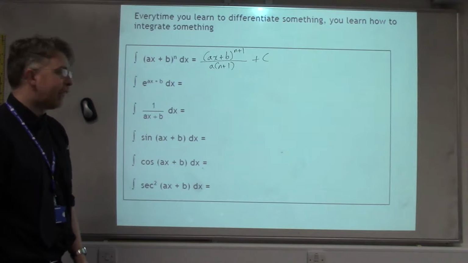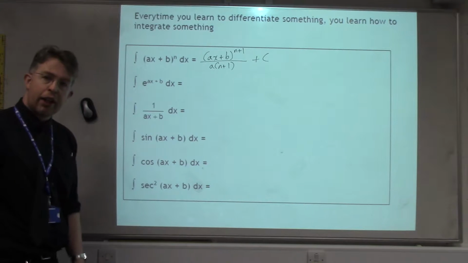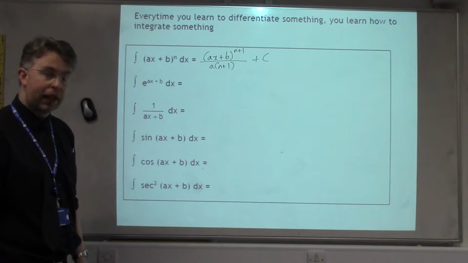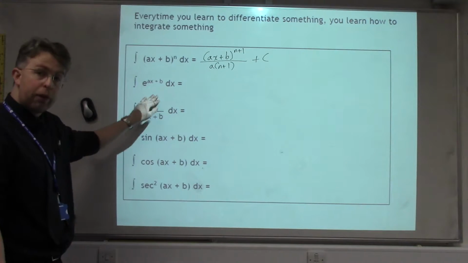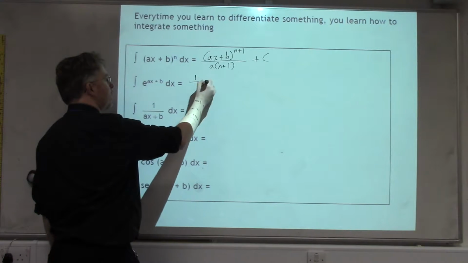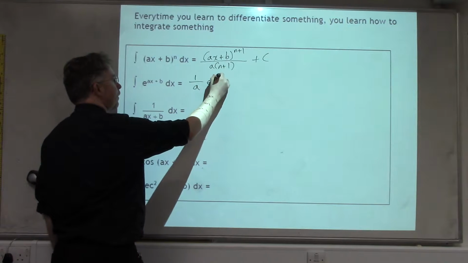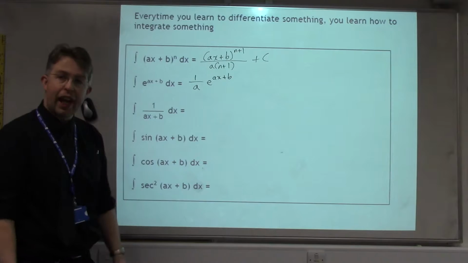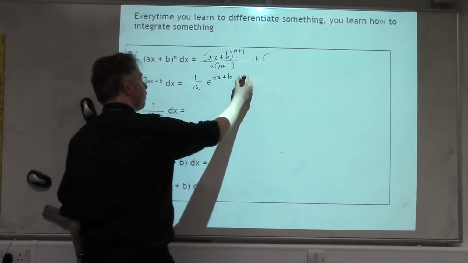When differentiating e to the ax plus b, you take the a to the front, so you get a e to the ax plus b. So you times by the a. When you're integrating, you do the opposite, the inverse: you divide by a. So we get 1 over a, e to the ax plus b, plus c.